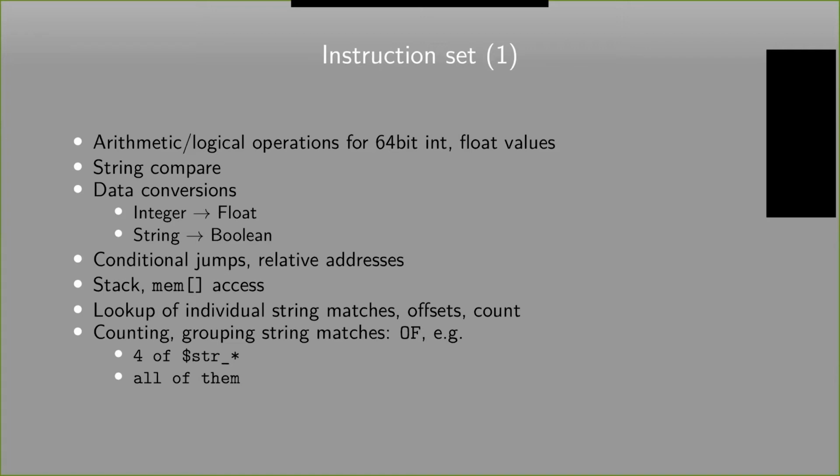Then we have data conversions. The integer can be converted to float, or string can be converted to Boolean, but not the other way around. I think those were just implemented as they were needed. And then there are conditional jumps, and the targets of those conditional jumps are all relative addresses, so all within the same program. And as we'll see, they will stay within the same rule set. But the main point here is that our code is position independent.